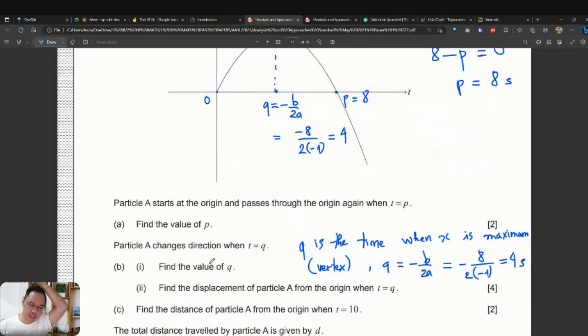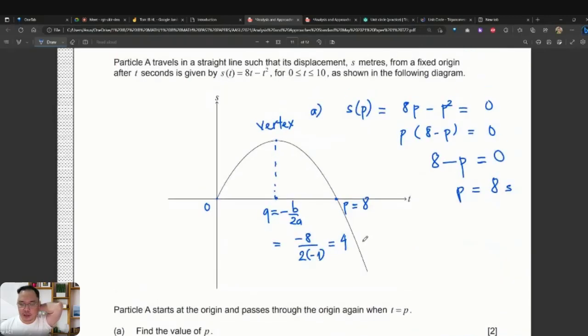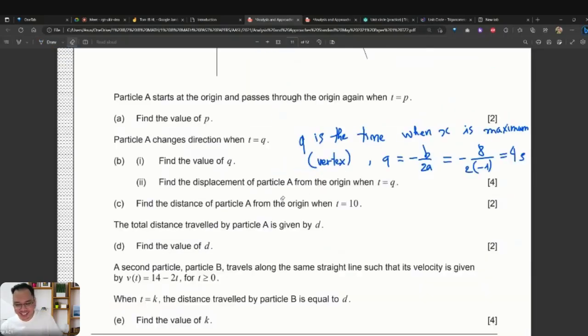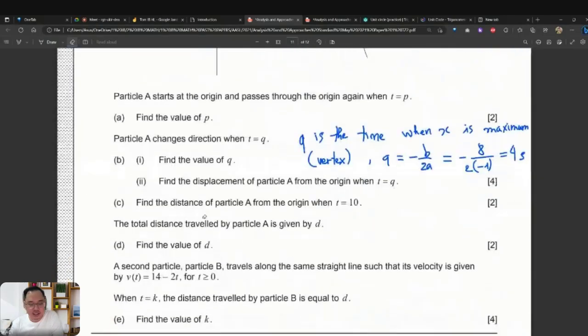Question b2: find the displacement of the particle from the origin when the time is q. Displacement, okay, just plug the value 4 into the original formula here to find the position. Very simple. Even this is the last question. How many marks in total here? It's 14. At least we can get 8.